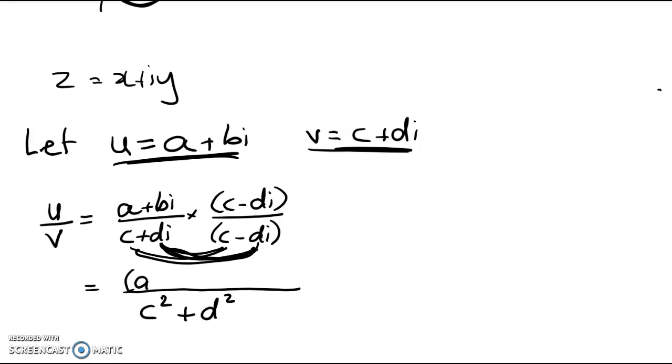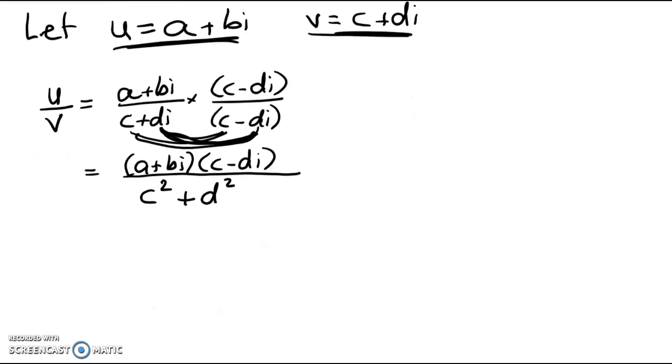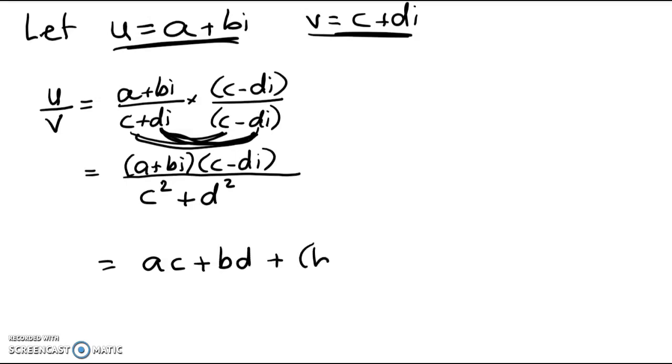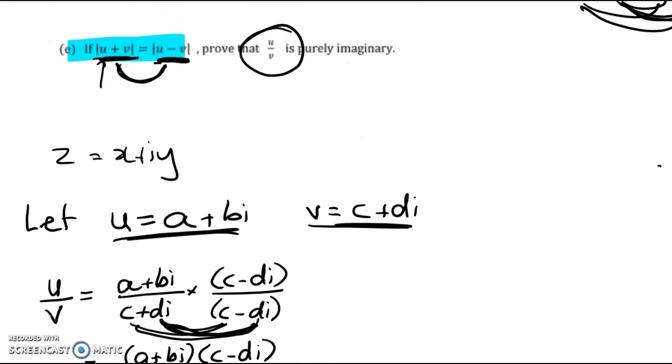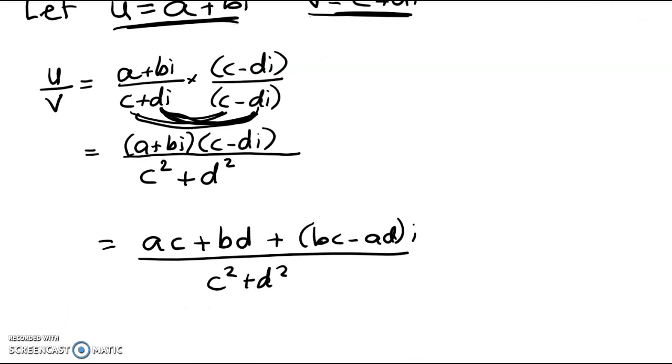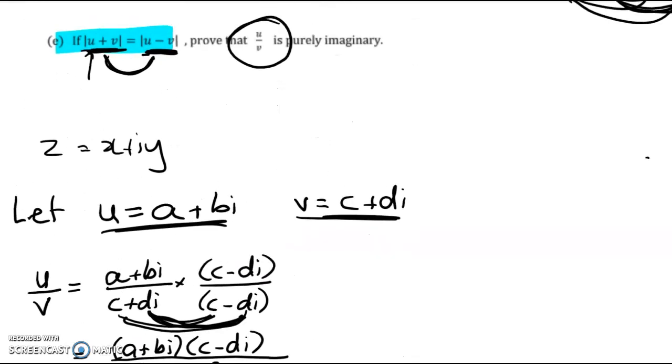And then we've got a plus bi times c minus di, which gives me ac plus bd for the real part, plus bc minus ad times i. And that's all over c squared plus d squared. So if this is going to be purely imaginary, what we're looking for is that we want this bit here, the real bit, to be 0. So that's what I want to have my eyes out for. And now we're going to go ahead and figure out what the condition is.